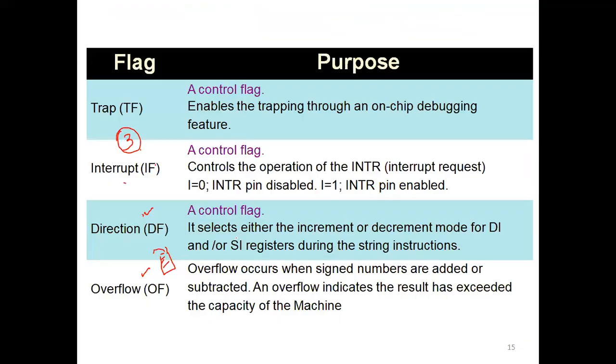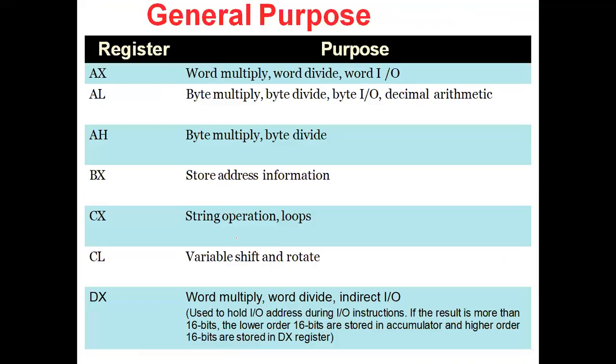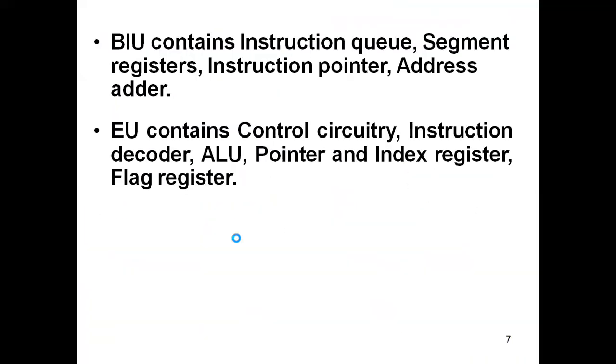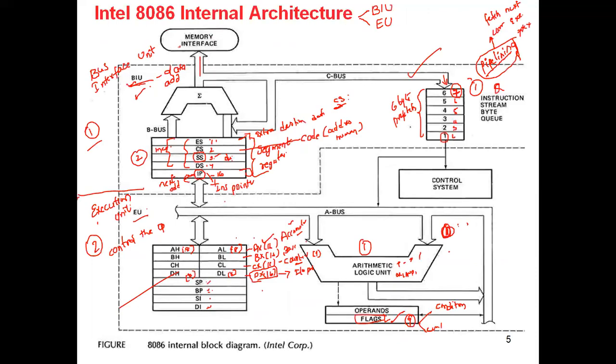It is an advanced version of the 8085 architecture. Why? Because 8085 is 8-bit, but the 8086 is a 16-bit microprocessor, which has much higher execution or processing speed. This control system is used to control each and every part of the microprocessor. Fine. This is how the internal architecture is.